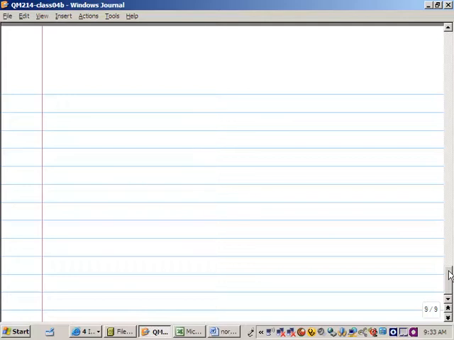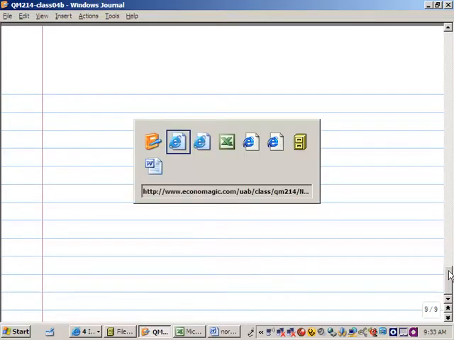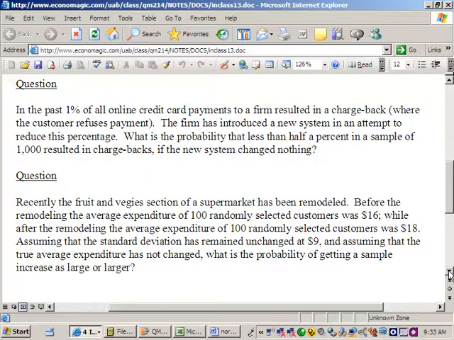Let's now look at another problem like this with proportions. The first one on the top of the page there shows, in the past 1% of all online credit card payments to a firm resulted in a chargeback where the customer refuses payment. The firm has introduced a new system in an attempt to reduce this percentage.